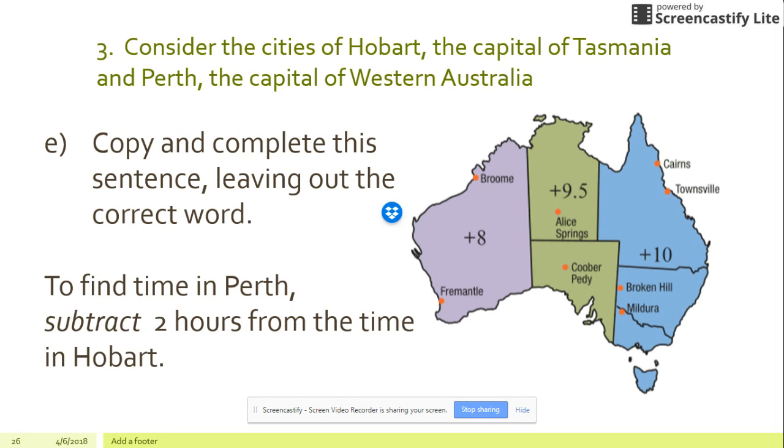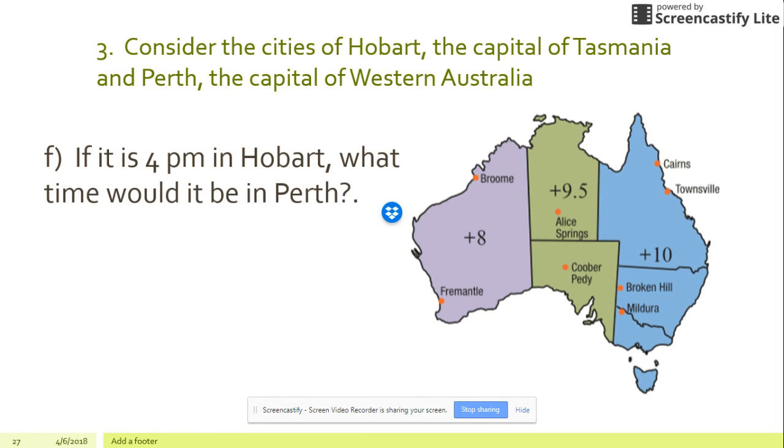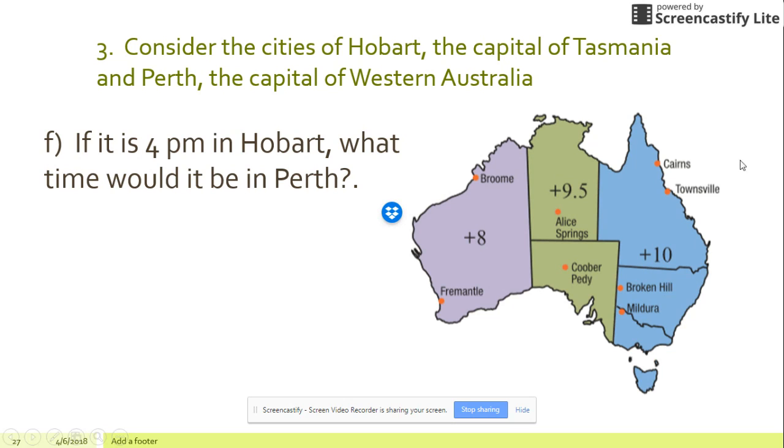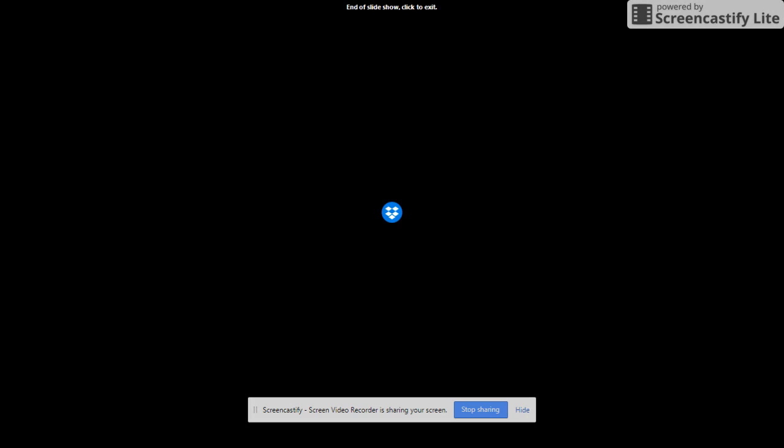We subtract 2 hours from the time in Hobart. It's 4 o'clock in Hobart, so what time is it in Perth? Now, how many hours did you have to go back? Same thing. Okay, guys.